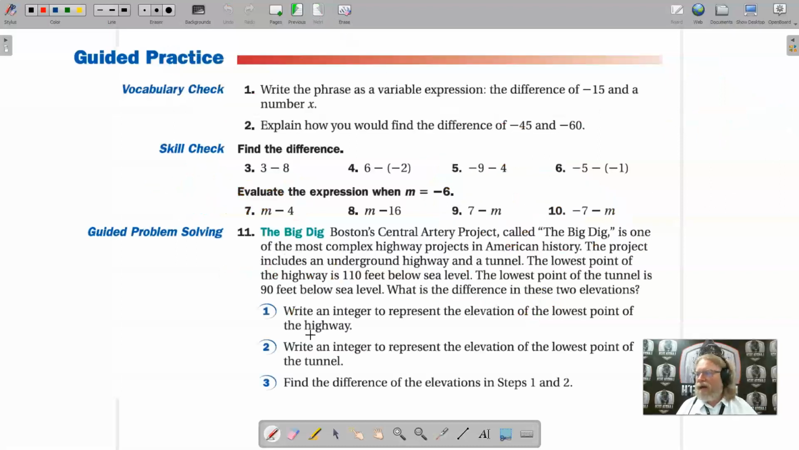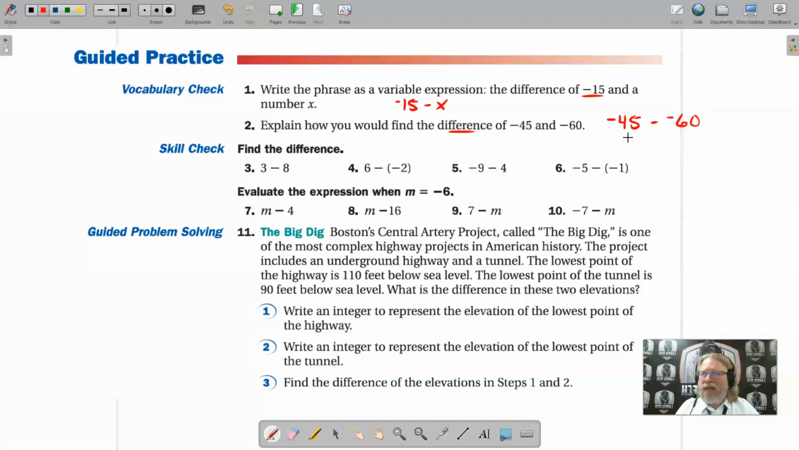So looking at our guided practice section, just checking on it there. Write the phrase as a variable expression: the difference of -15 and a number x. So difference means subtraction, and so we're going to subtract. We're going to start with the first number listed, -15 minus x. Explain how you would find the difference of -45 and -60. Well, again, difference means subtraction, so it's -45 minus -60.